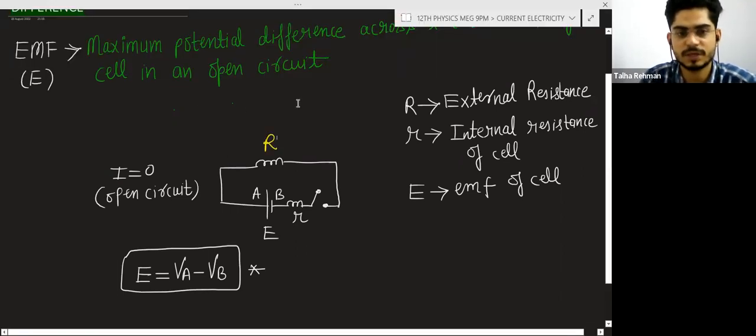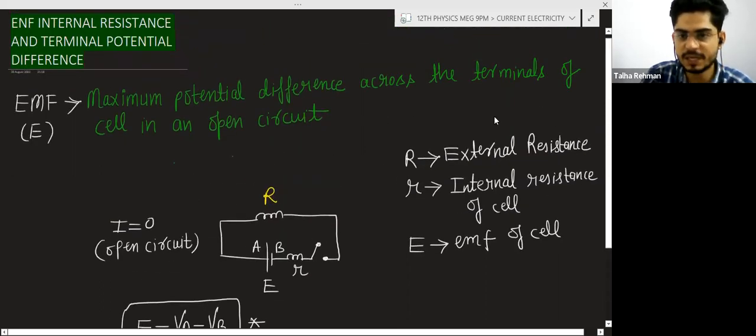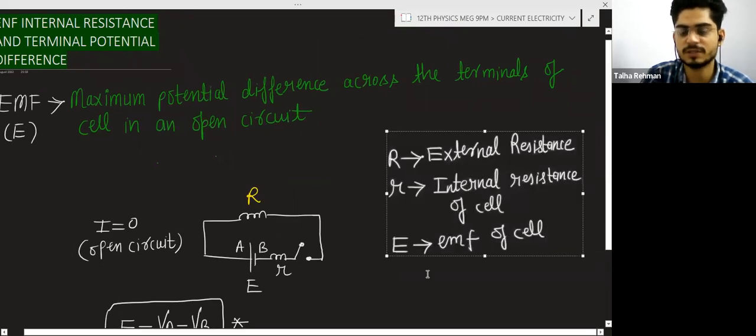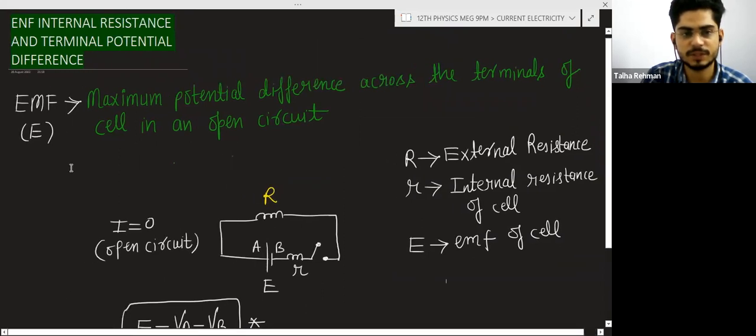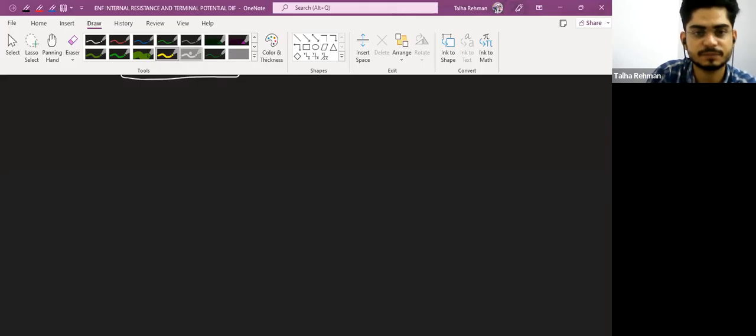The mouse is working, but please remember all these things. What is capital R? What is small r? What is E? This is the EMF. Now we will discuss the internal resistance.